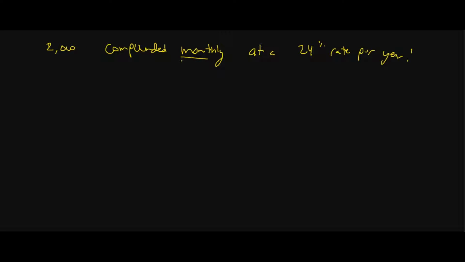Let's say we deposit, my friends, $2,000 into a bank that is compounded, okay, monthly at, let's say, a 24% rate per year. Okay, so now monthly, right? Instead of 4 times in a year, well, what is monthly? How many months in a year? Well, there's 12. So this tells me that this is 12.